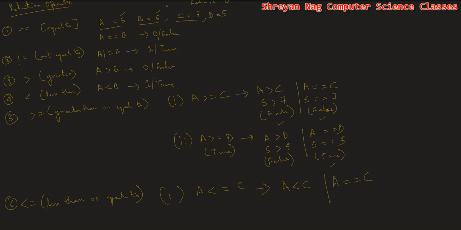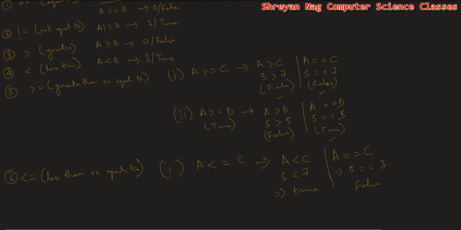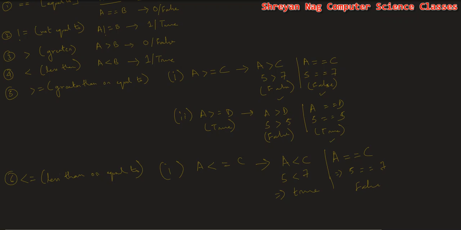So for the first case, A holds what? A is 5 and C holds 7. So it is true because 5 is less than 7. But here on the right side you can see that 5 is not equal to 7, so the output will be false. So based upon the two values, if any one of them is true, the final output will be true. So it will be true.